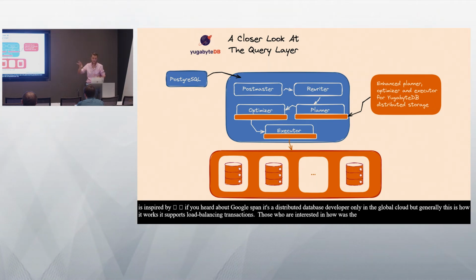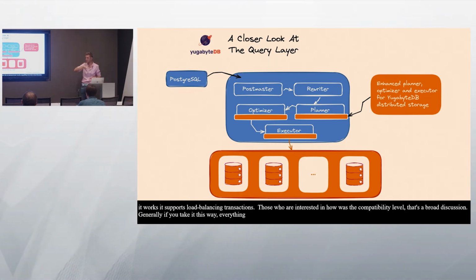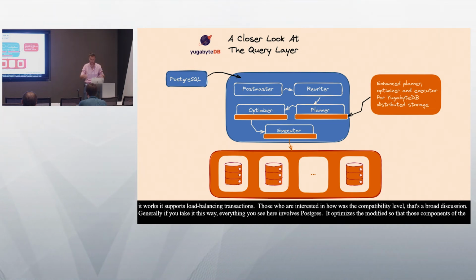Generally, everything you see here in blue is Postgres, and in YugabyteDB, the planner, executor, and optimizer were enhanced and modified so that those components of the Postgres engine can execute queries effectively over the distributed storage of YugabyteDB. So this is what was done.